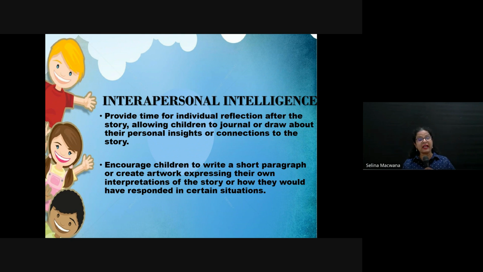How do you feel Zacchaeus would have felt when Jesus said, "Come down, I'm coming to your house"? How do you think David felt when Goliath told him this? And how do you think Goliath would have felt when David said, "I come to you in the name of the Lord, the God of Israel"? So that is interpersonal. For intrapersonal, you can ask, what do you think? What do you feel? And also get them to journal, write down, reflecting their own thoughts and ideas.